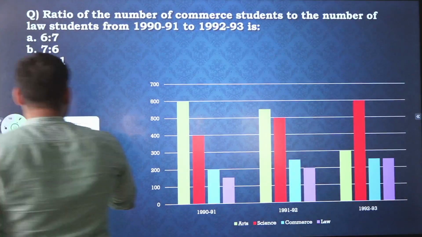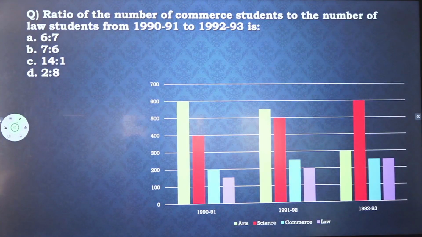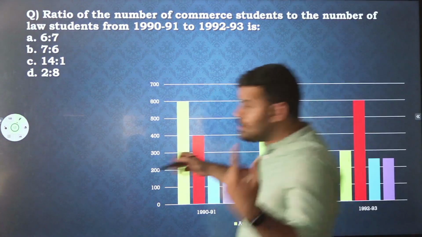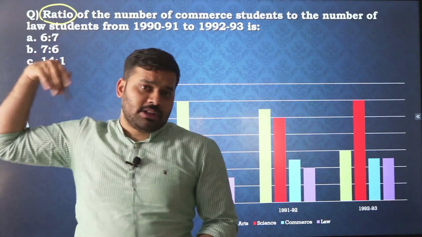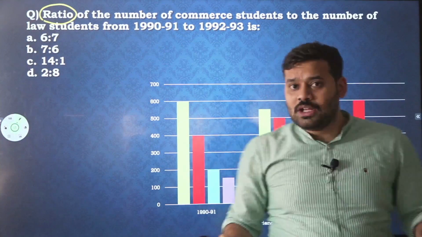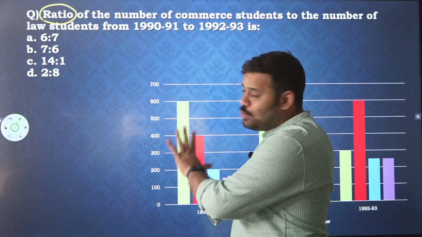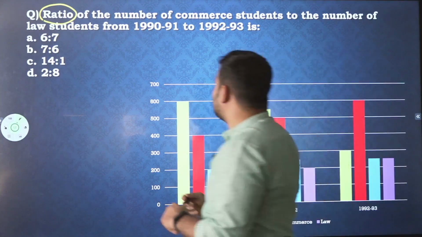Now, the question here is the ratio of the number of commerce students to the number of law students from 1990-91 to 1992-93. Now here there is one more concept, ratio. This is something that we study in basic math. Percentage is over, now we have ratio. Nothing to worry, all the answers will be in this particular graph. We just need to get it out.